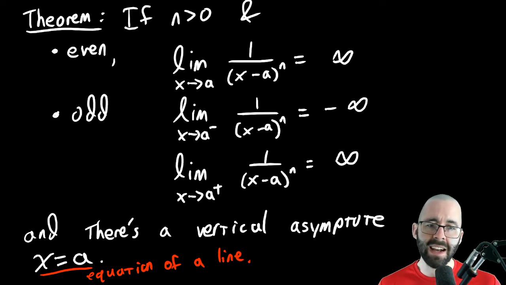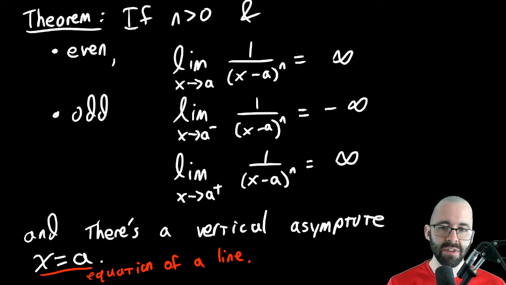And there are also slant asymptotes, which have the equation of diagonal lines. We're not going to talk about that too much here. Last part of this video, and then we'll be basically done with the section.